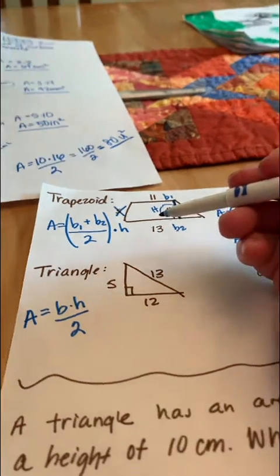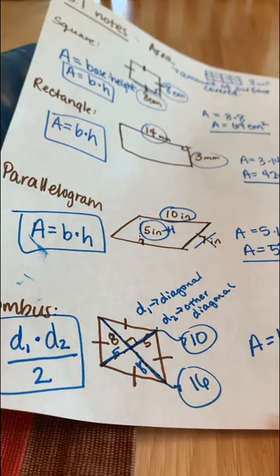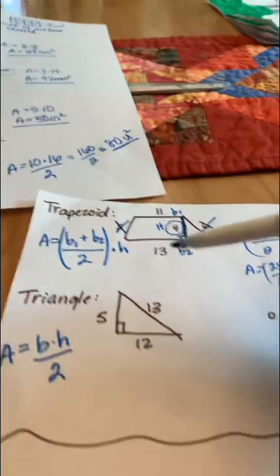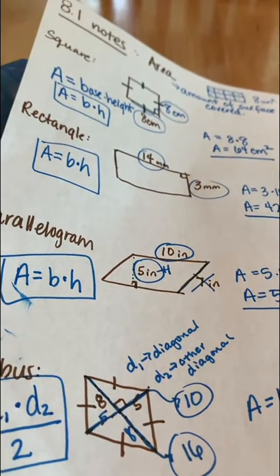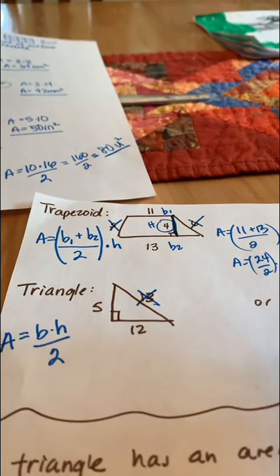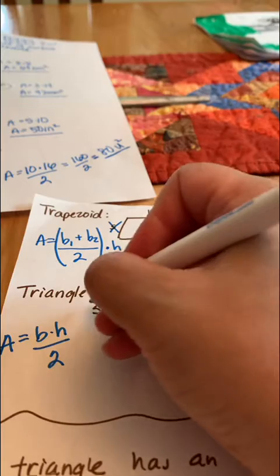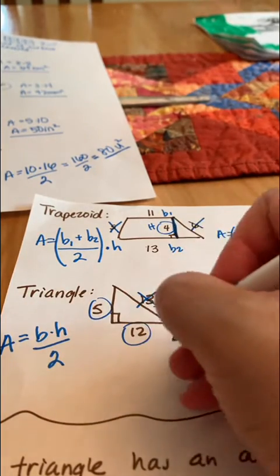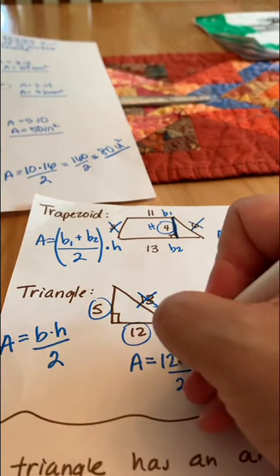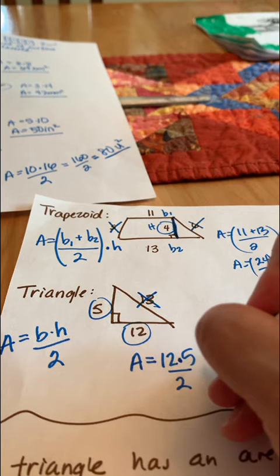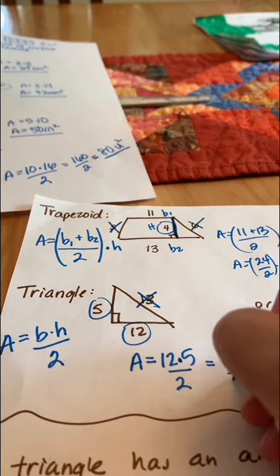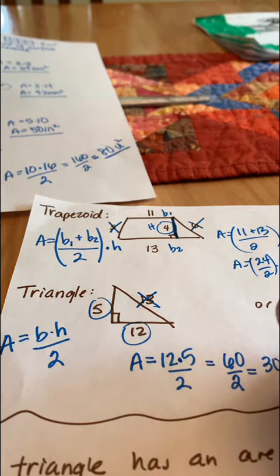Now, going back to the parallelogram, you had too many numbers there. Same thing for this triangle. I've got to figure out what's the base and the height. On the parallelogram, we do not use the slant. Same thing happens on the triangle. We do not use that slant number. So when I do this, I have my two numbers, my base and my height. 12 times 5 is 60, divided by 2, and I get 30 units squared.